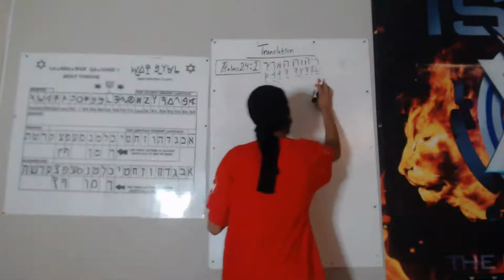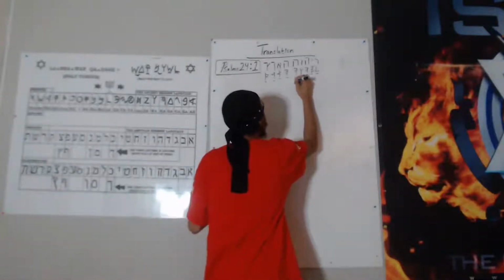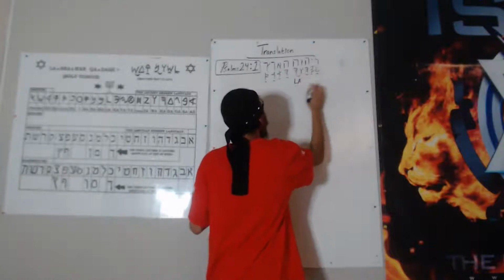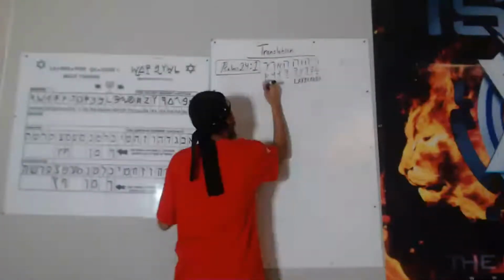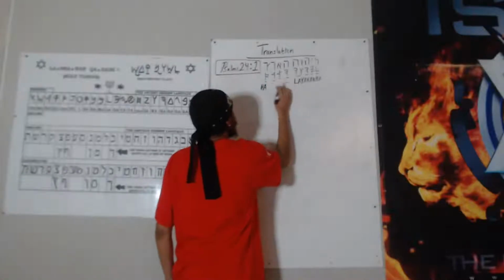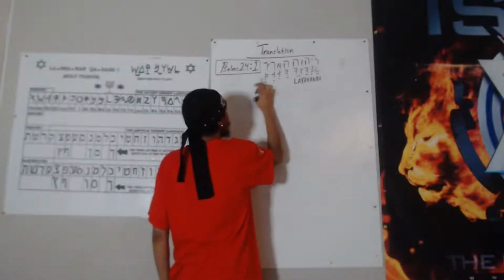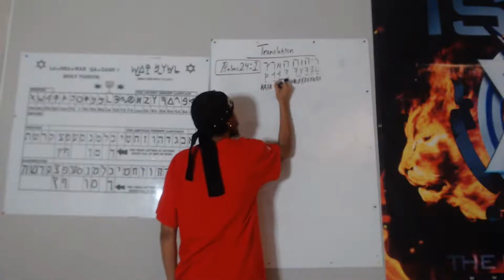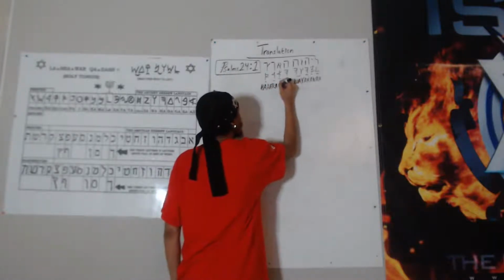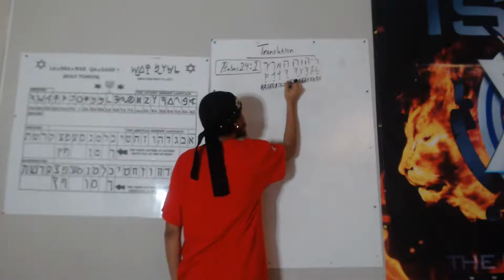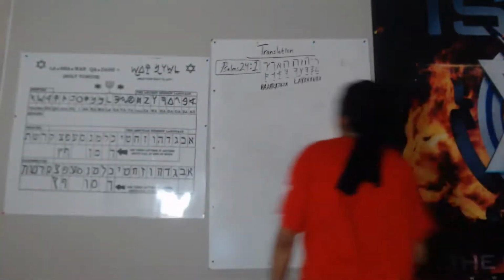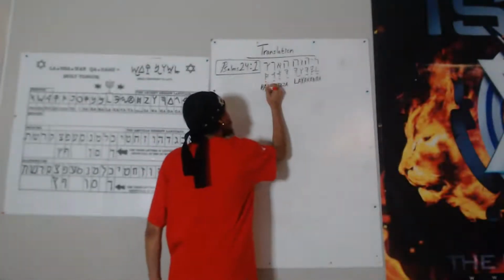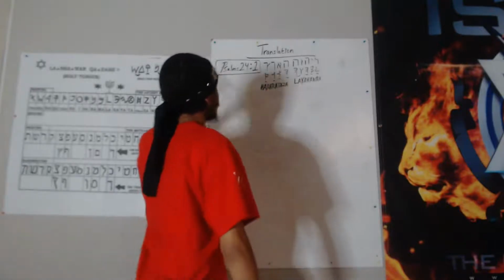So the first one we have right here is going to be La. Once again, everything's right to left. You got Yahweh, and you got Eretz. We have another prefix in there as well.